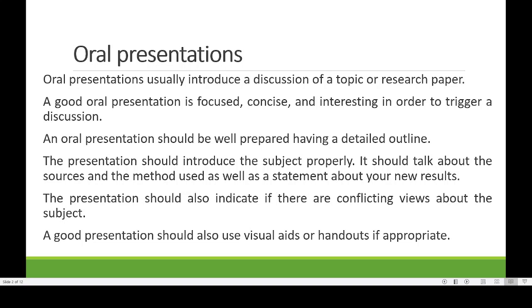So that is why, when you are making a presentation, even if there are ideas which are not according to your expected result, you have to present them. Those are conflicting views. Such conflicting views or opinions should be presented. That increases the value of your result.